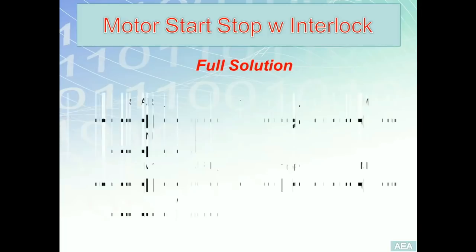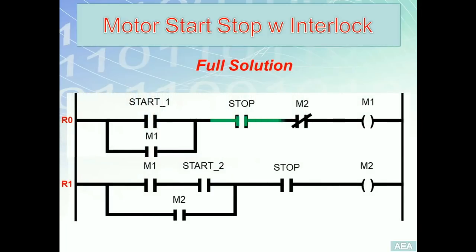The overall solution for the full program will look something like this. Two rungs, the first rung controlling M1, the second rung controlling M2. And as you look at both of these rungs, the stop condition has to be always true. Right now, let's go ahead and see the RSLogix version of this solution, just to make sure that our analysis is correct and in place.